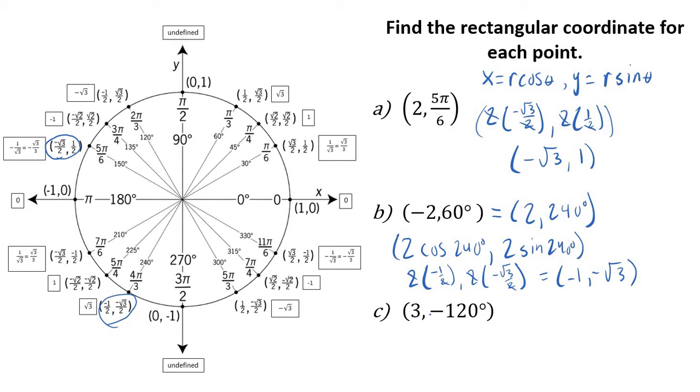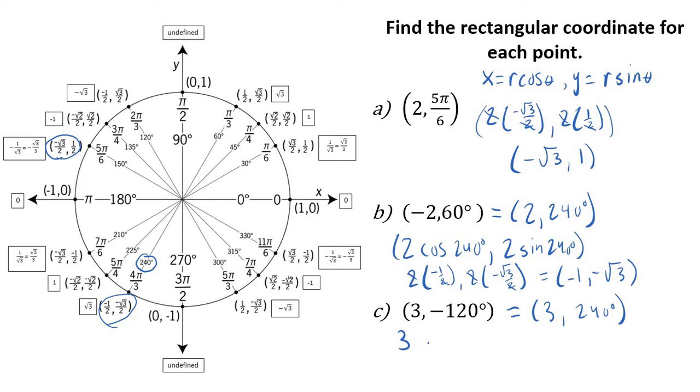Okay? How about this one? Our angle is negative. Well, no problem, right? But again, I like to just rewrite it. Negative 120. Let's think, if I went negative 120, there'd be negative 90 and negative 30, right? So negative 120 is the same as positive 240. That'd be the same angle. So this is really 240 degrees, and then from there you do it the same way.